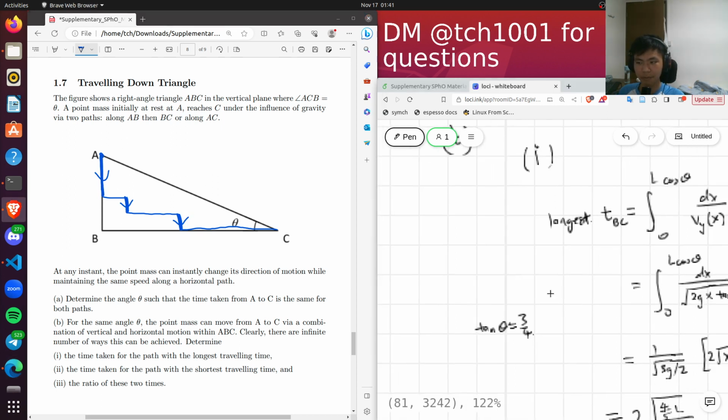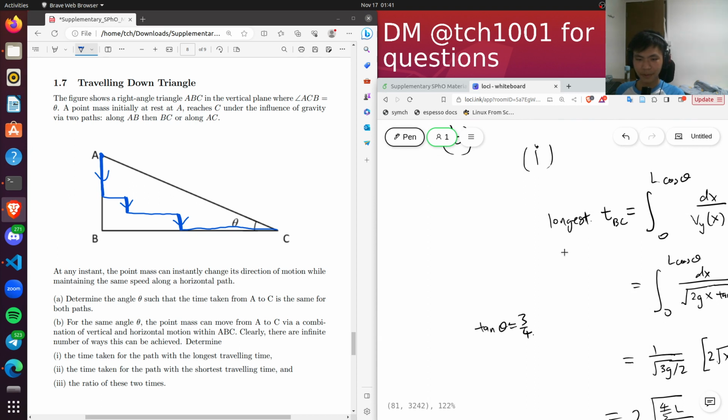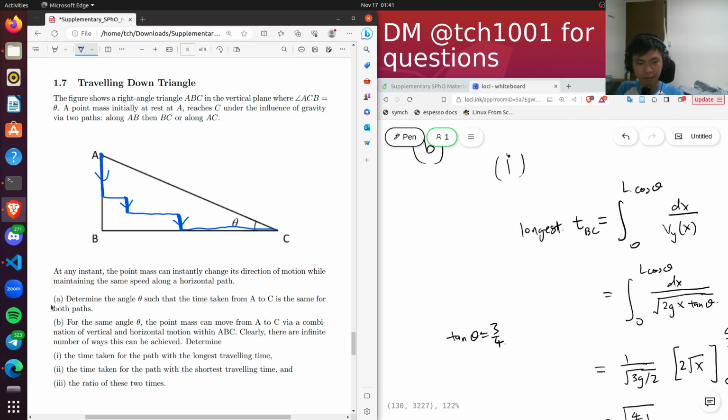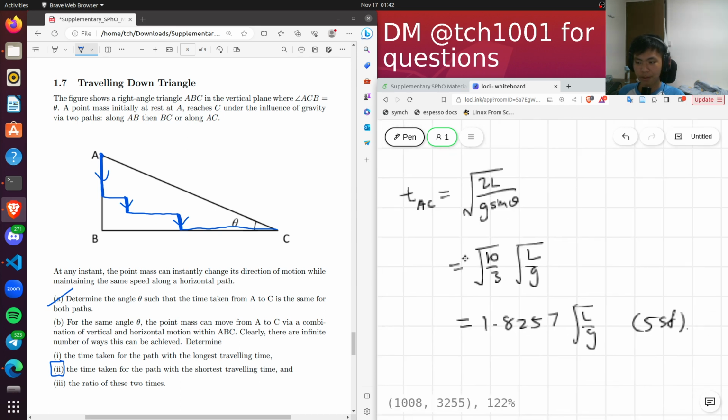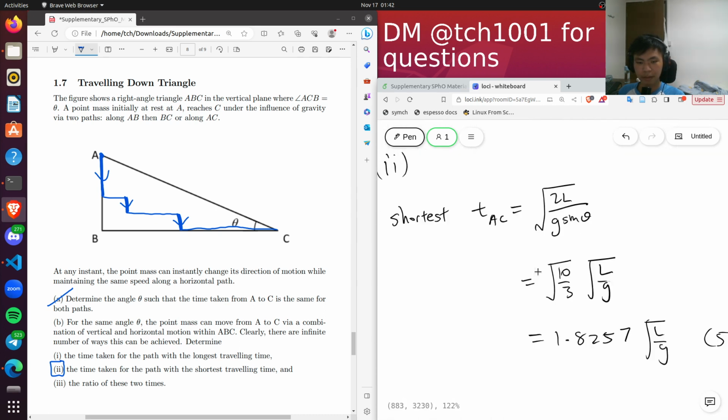So what would that imply? I'm going to first do part 2, because we did part A already, and that intuition is easier. So the part 2 intuition is that the shortest time is actually going to be going from A to B and then B to C.